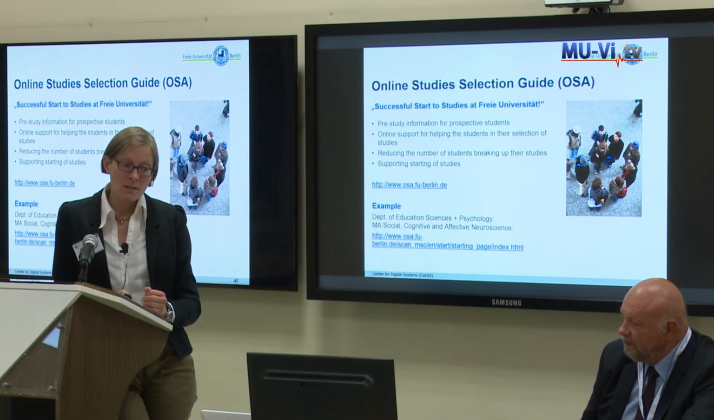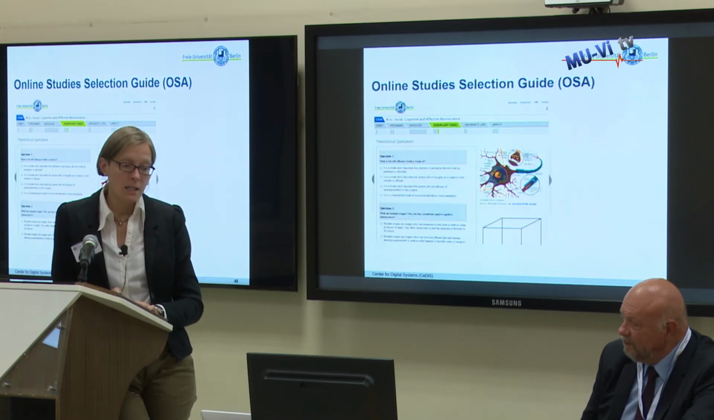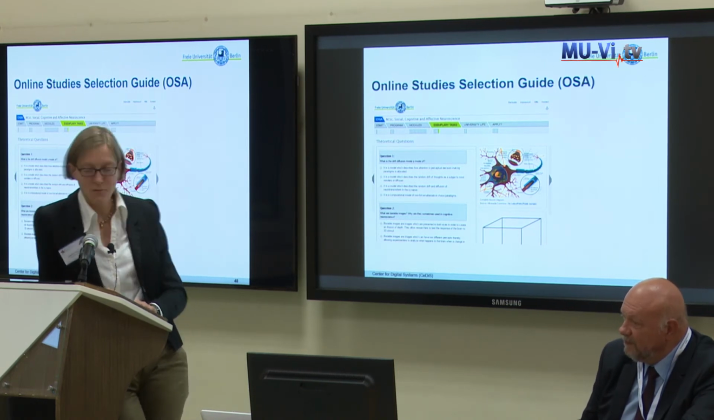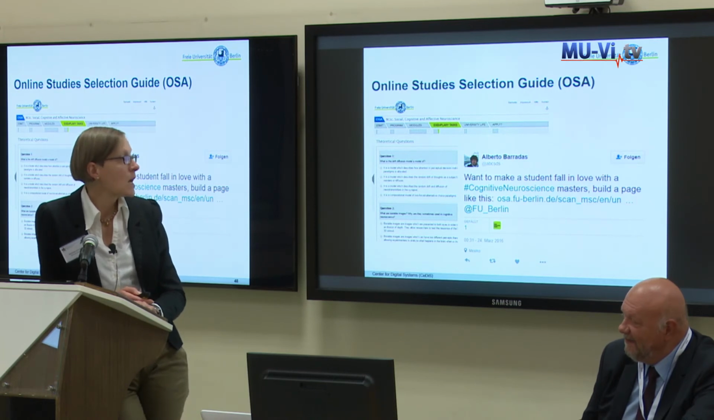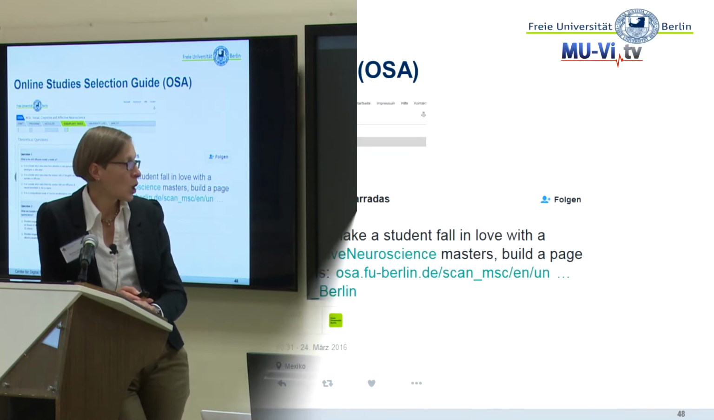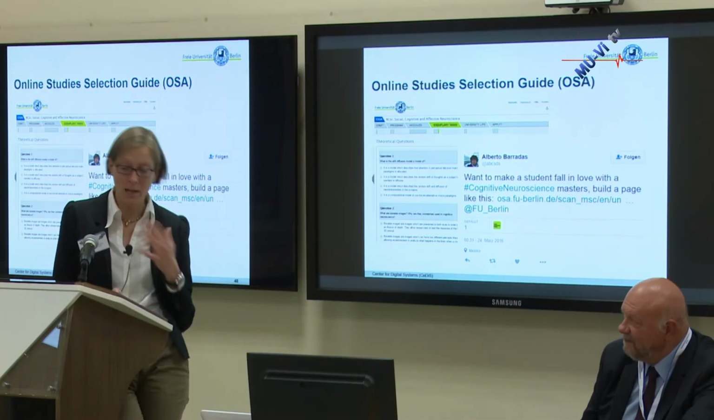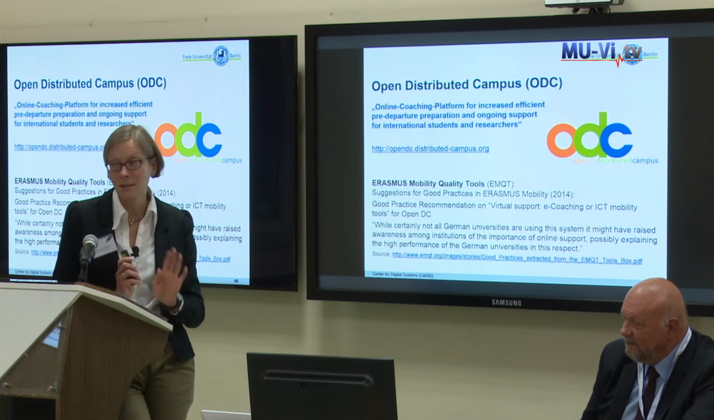So we set up this online studies selection guide to help students find a good department or study field of interest. Here I have an example from neuroscience, cognitive and affective neurosciences. An international student saw that, and he tweeted that it was so nice: want to make a student fall in love with a cognitive neuroscience master, build a page like this. He linked to our page, and we were very happy about that. He started studying within this master, and he likes it.